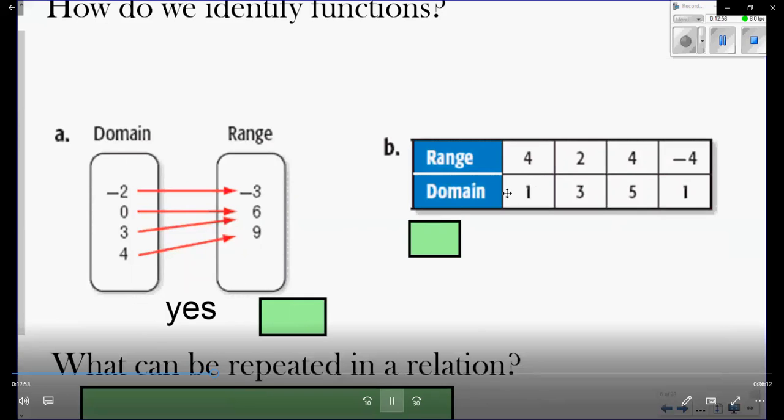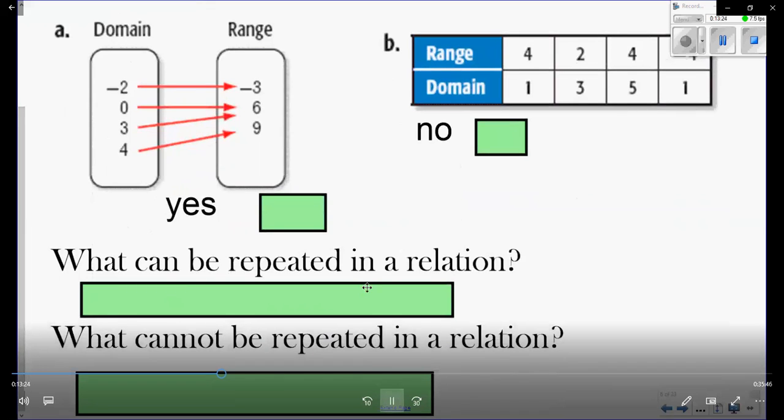Now let's look at this. The domain is the x, the range is the y. If you look at the numbers for the domain, you notice that one is repeated. You can't have that happening. So 1 goes to 4 and then 1 goes to -4. For each x, there must be a specific y. So this is not a function.